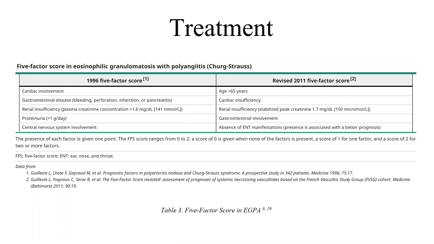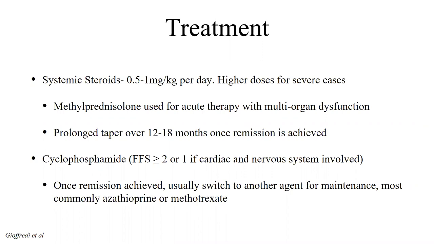So steroids are the first line of treatment for these patients. Depending on how they present, you may need higher doses for severe cases, and there's a prolonged taper over a year to a year and a half, usually. Cyclophosphamide is added to the steroids if your five-factor score is greater than 2, or if it's 1 with the cardiac or nervous system involved. Now, there's a high chance of relapse in these patients if you stop these medications. So once remission is achieved, you usually switch to another agent for maintenance, most commonly azathioprine or methotrexate.